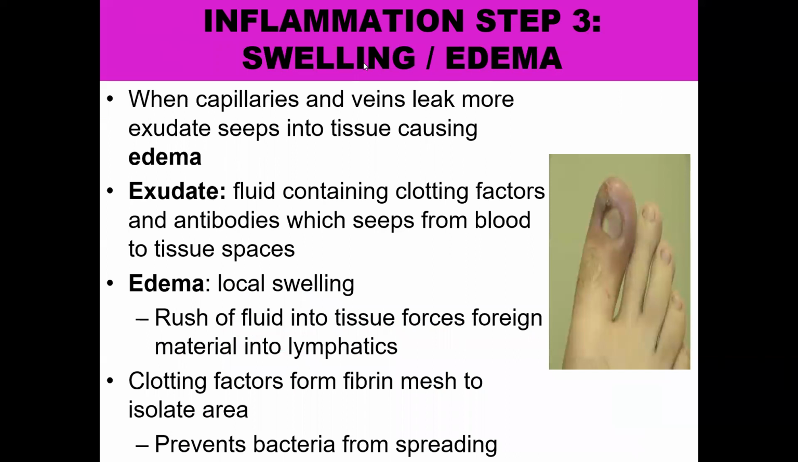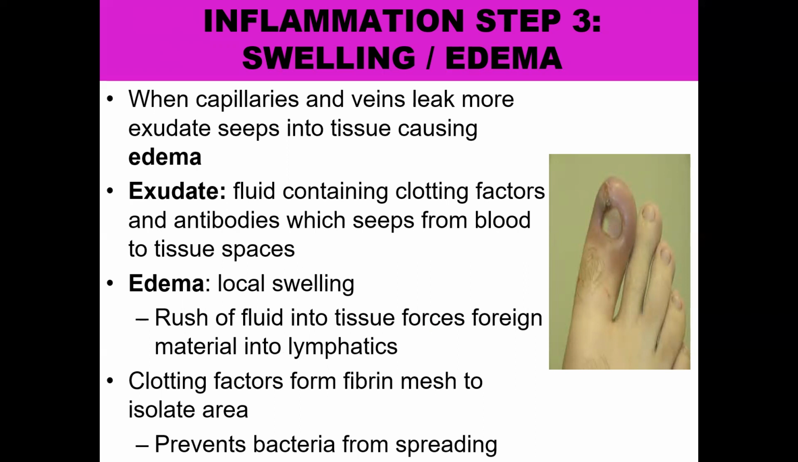All right, step three is swelling and edema. So when these capillaries and veins are leaking, that fluid is going to leak into the tissue, causing swelling that we call edema. Exudate is a big fancy word for the fluid that comes out of the blood that has really important stuff in it, clotting factors and antibodies. Edema is local swelling in the area.